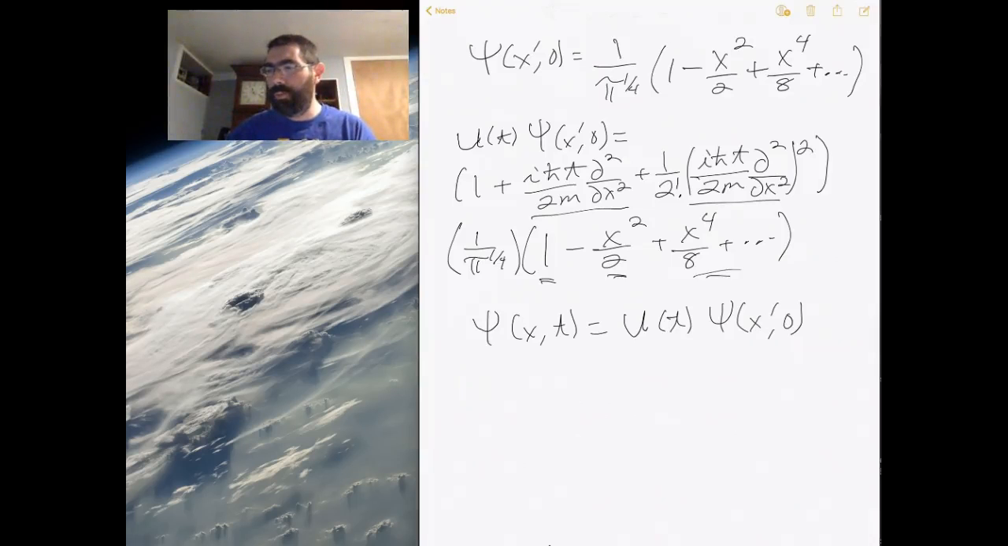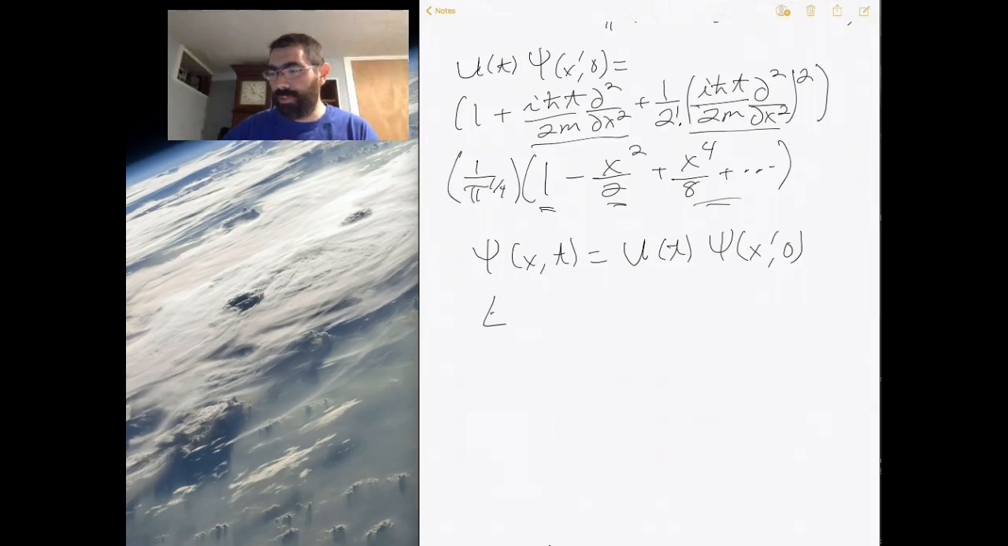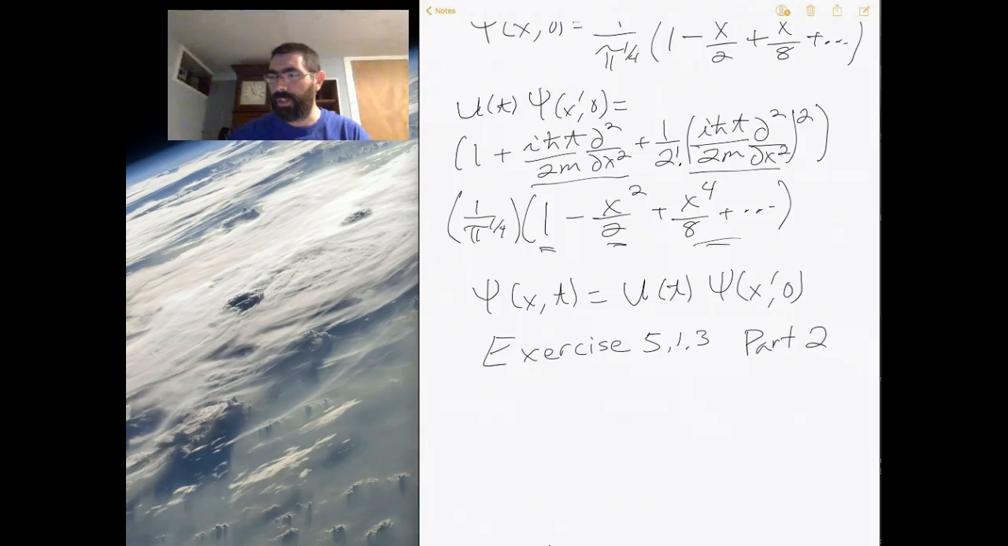Okay, so let's continue with exercise 5.1.3. So this is going to be part 2. Where I left off was I'm taking this propagator, U, applying it to the initial wave function, where I've expanded the propagator out into terms according to a Taylor expansion, and I've also expanded the initial wave function in terms of a Taylor series.